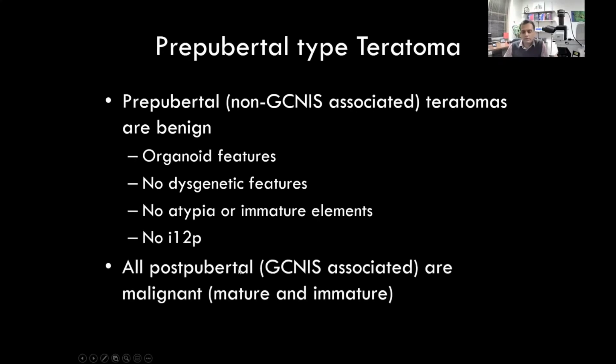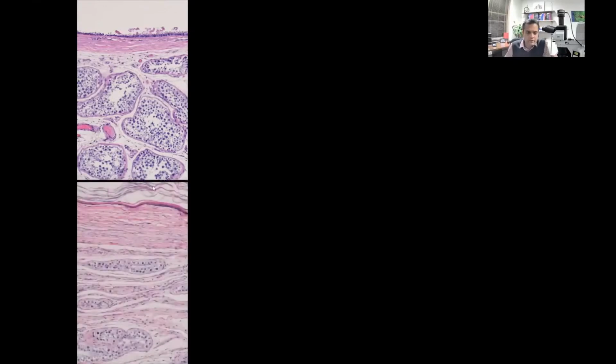In contrast, the postpubertal teratomas are all GCNIS associated, and they are all malignant. It doesn't matter whether they are mature or immature. They all behave in a malignant fashion. So let's look at some pictorial examples here. So here is a teratoma in a testis, and you can see the cyst lining, which is composed of ciliated respiratory type epithelium. And then in the adjacent testis, you do not see any evidence of GCNIS. In contrast, this case, it has a squamous cyst lining producing some keratin. And you can see the seminiferous tubules adjacent to that, which are clearly showing GCNIS.